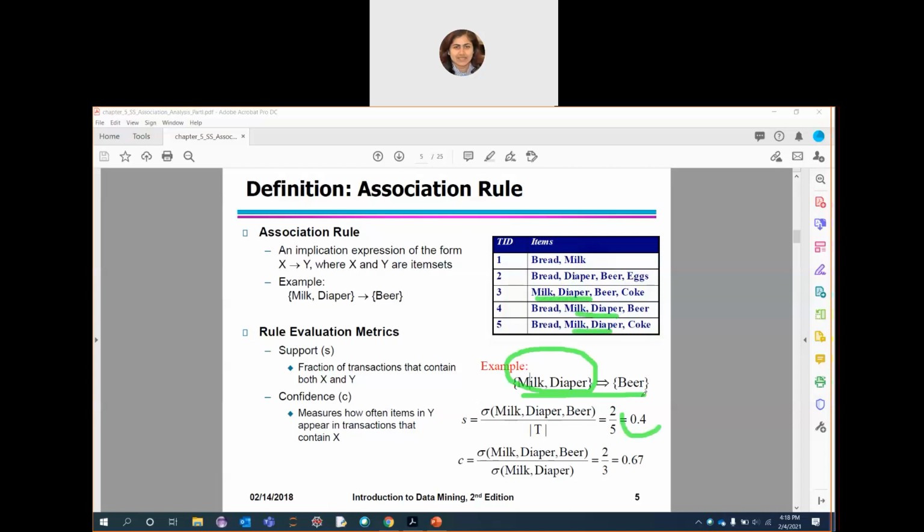So this is how you will calculate the support and confidence of an association rule. Okay. Any question up to this point?